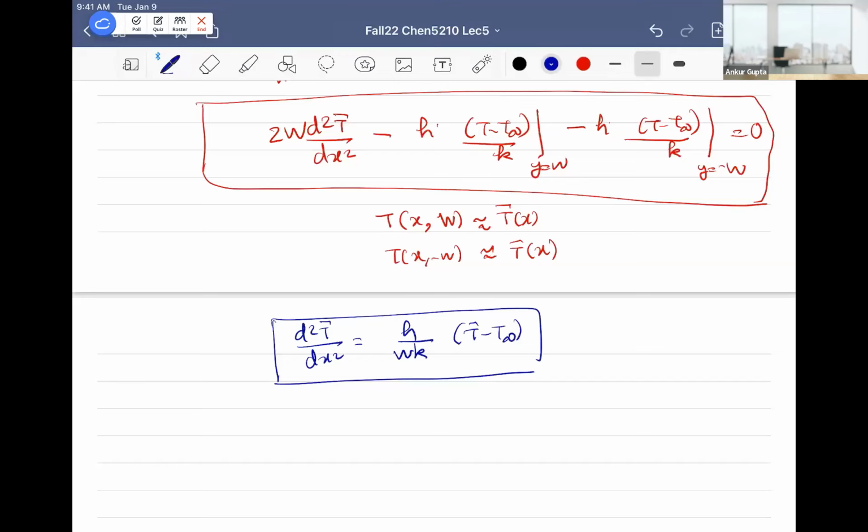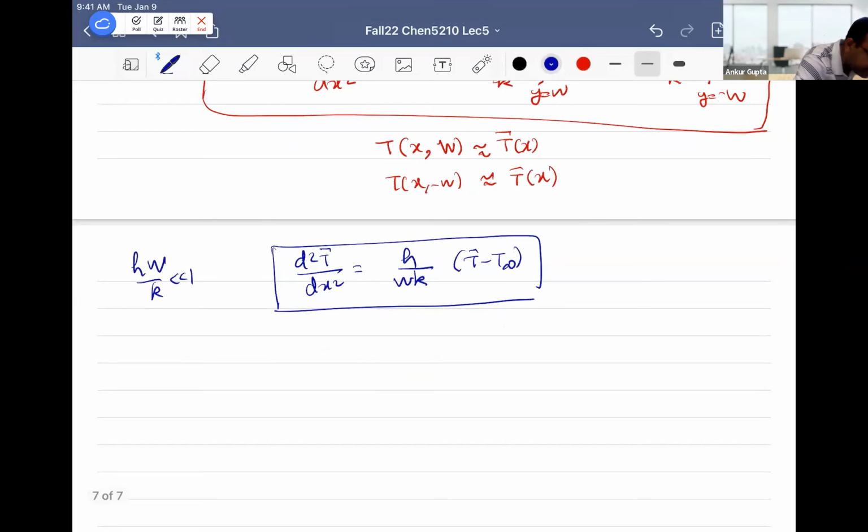Great, excellent question. I'm glad somebody asked. So the comment is, didn't you assume this number was more than one? So if you just go to 0, did you assume this is more than one? We assumed hW by k to be much smaller than one. Okay, so what happens is, great question. I'm really glad you asked this question. You can think of it like this: d squared T bar by dy squared will become 1 by W squared times T bar minus T infinity.